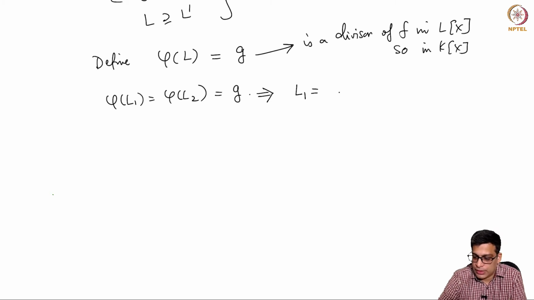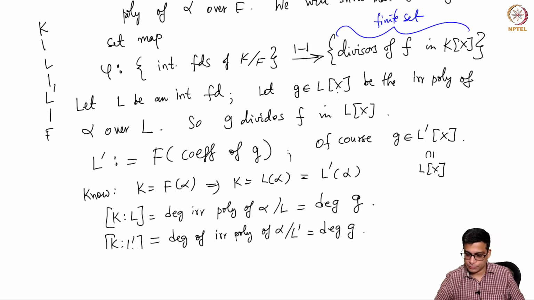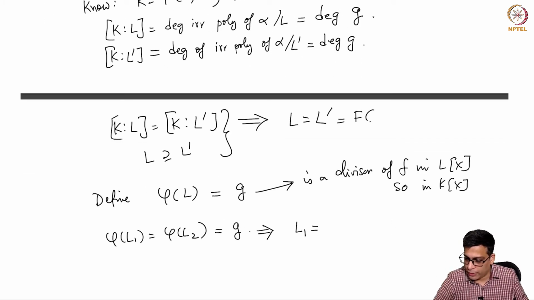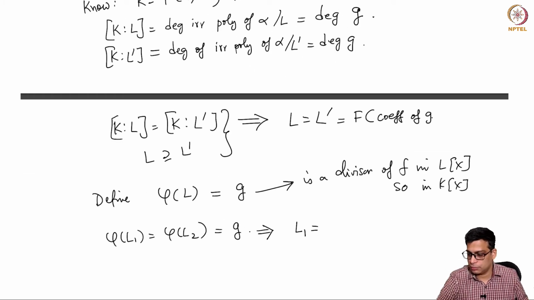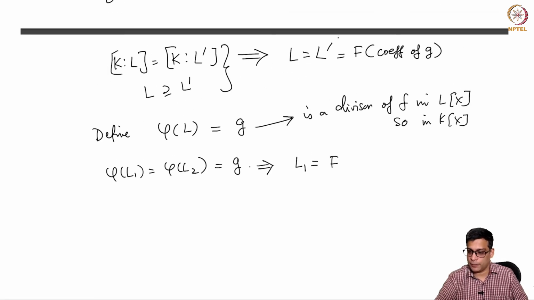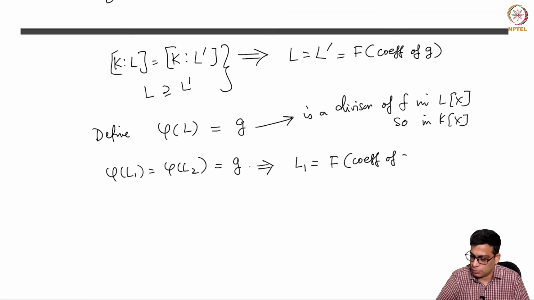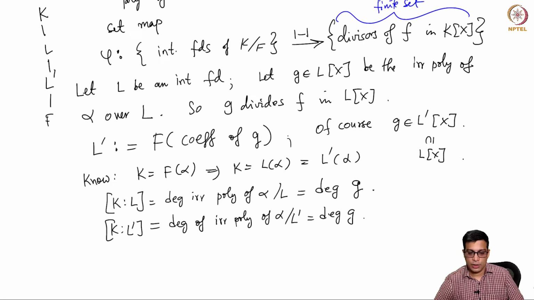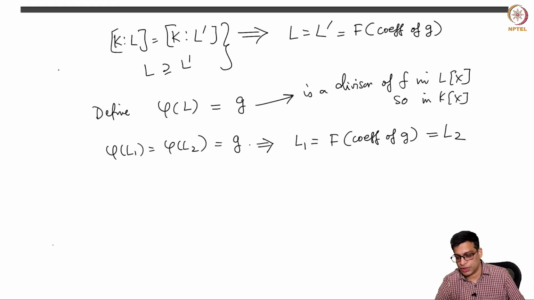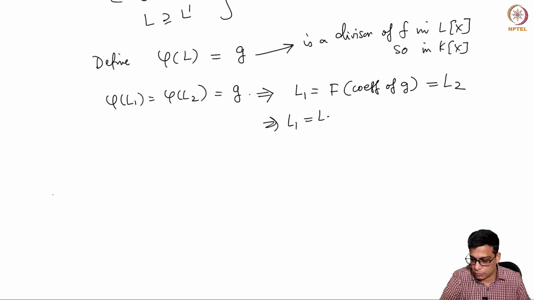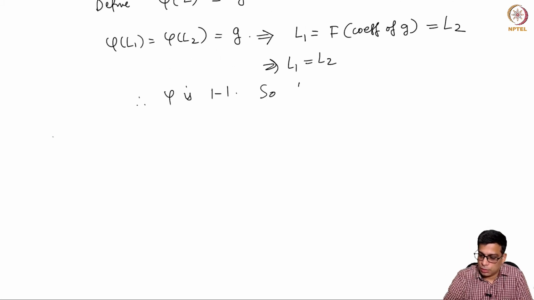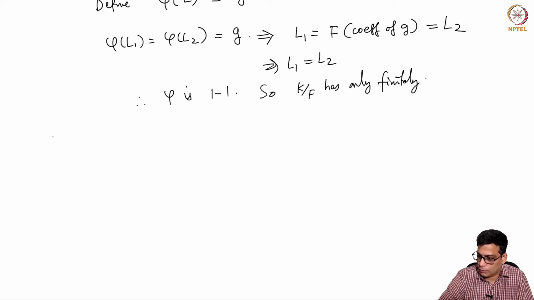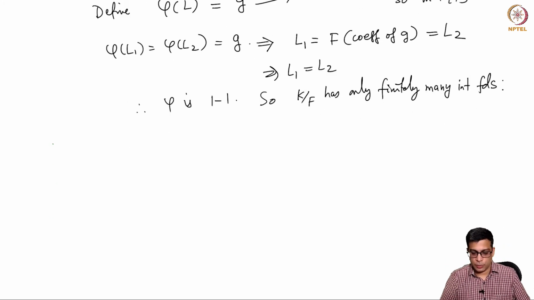So by what I just showed, L is equal to F adjoined the coefficients of G. So L1 is F adjoined the coefficients of G, which is also L2. Right? So L is determined by the coefficients of G. So that means L1 equals L2. So phi is one-one. And so K over F has only finitely many intermediate fields. Okay, very good. So that proves this one direction.